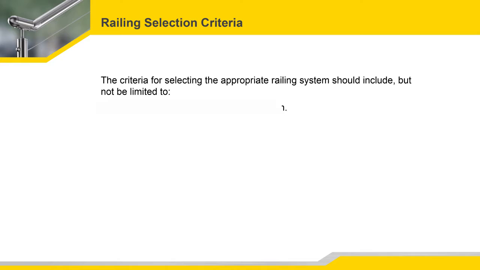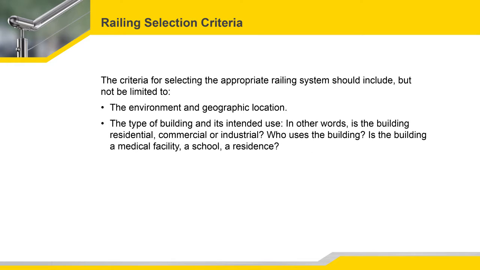All factors should be evaluated together in order to best determine what type of railing should be specified for a particular project. Basically, the criteria for selecting the appropriate railing system should include, but not be limited to, the environment and geographic location, the type of building and its intended use. In other words, is the building residential, commercial, or industrial?